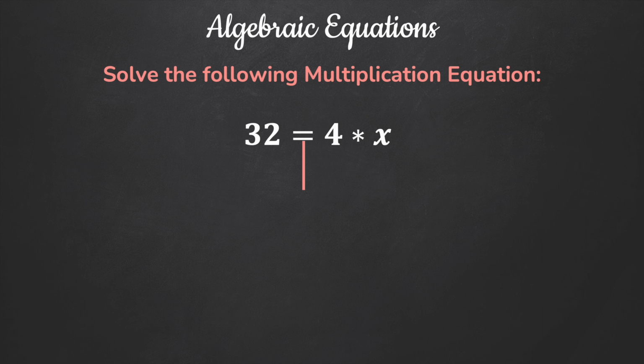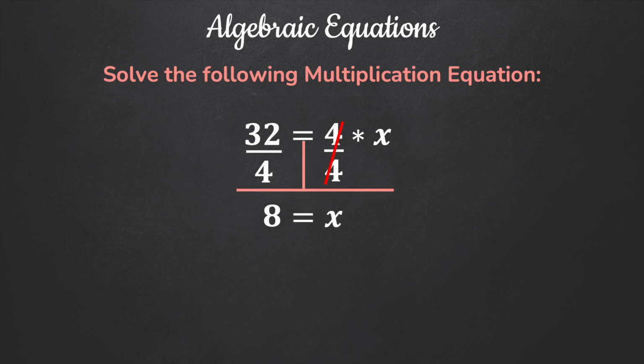Our goal is to get x by itself, so we want to undo the fact that 4 is being multiplied by x. And in order to do that, we're going to divide by 4. And if we divide by 4 on the right side, then we're going to divide by 4 on the left side. And 4 divided by 4 is going to cancel out because that equals 1, and 1 times x is equal to x. Now, 32 divided by 4 is equal to 8. We're going to bring down the equal sign, and then we're going to bring down the x. So this means that x is equal to 8.